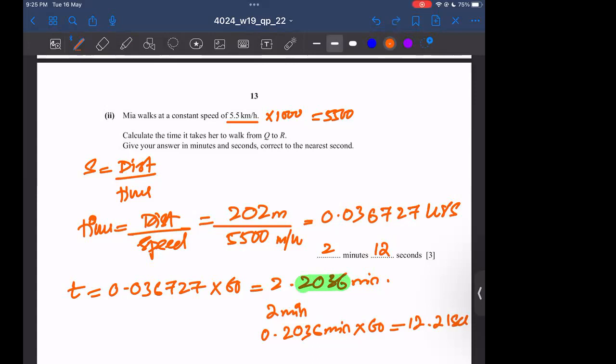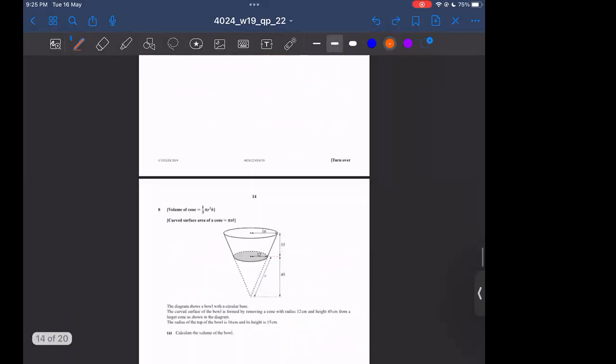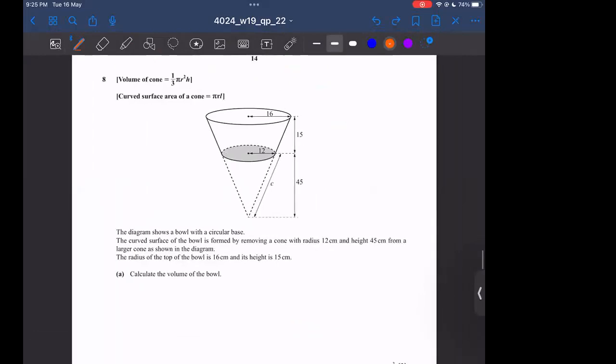Now we have question number 8. Okay. In this question, they are saying the volume of the cone is given, the curved surface area of the cone is given. They are saying the diagram shows the ball with a circular base. The curved surface area of the ball is formed by removing a cone with radius 12 centimeter. The height is 45 centimeter from a larger cone as shown in the diagram. The radius of the top of the ball is 16 centimeter. The height is 15 centimeter.